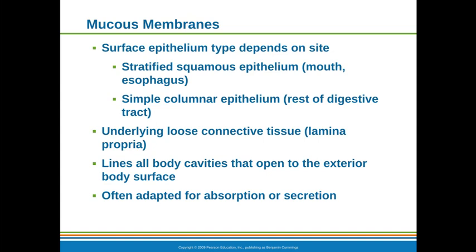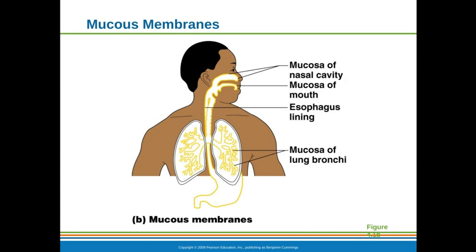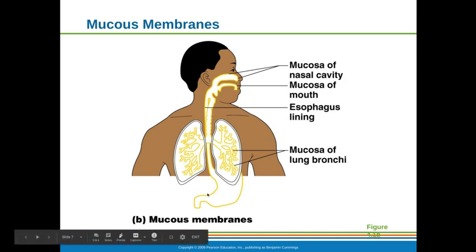Okay, so the lungs, the digestive tract as well. They're often adapted for absorption or secretion. Okay, that mucosa or mucus being secreted and also can be absorbed. Okay, so we see this both right here in the digestive tract and also in the lungs.